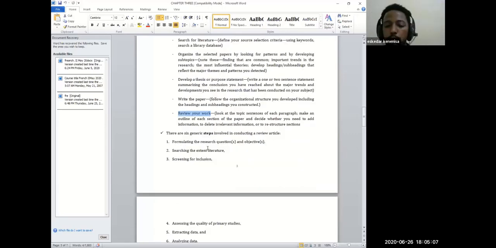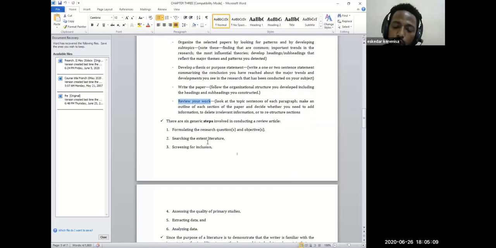After completing the review, you have to review it, including the construction of the sentences, the paragraphs, and other issues. There are several issues that you have to review. Generally speaking, there are 6 steps in writing the literature review. We can summarize all these into 6 steps.